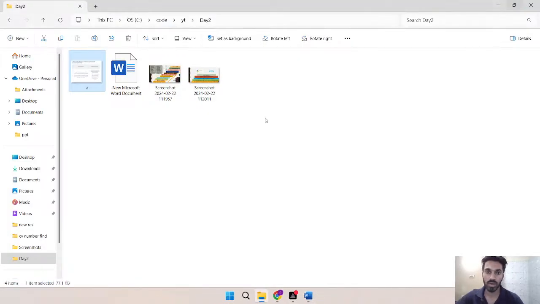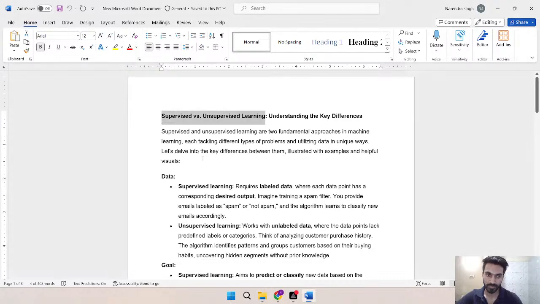Now coming to the depth of that. Okay, so supervised and unsupervised learning, understand the key differences. Supervised and unsupervised learning are two fundamental approaches in machine learning, each tackling different types of problems and utilizing data in a unique way. They will solve different kinds of problems according to the data. If you get data, then you have to think, can I use a supervised machine learning algorithm or an unsupervised one.